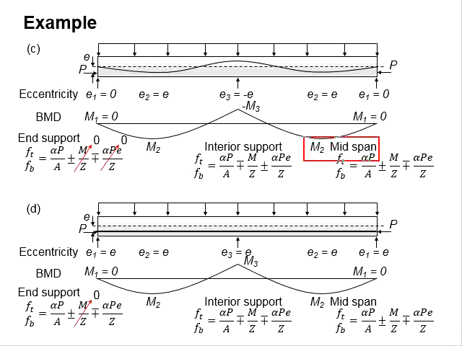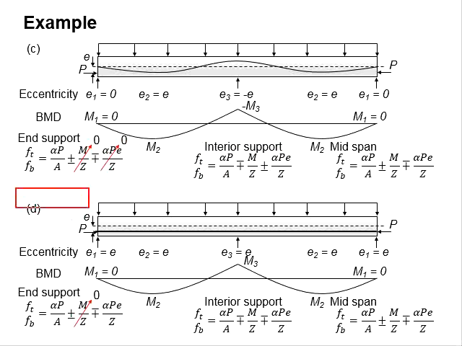As for the midspan here, a typical equation to determine the stresses is applied. As the moment and eccentricity at the interior support are in opposite directions, the positive and negative become opposite as well. That leads to this equation.